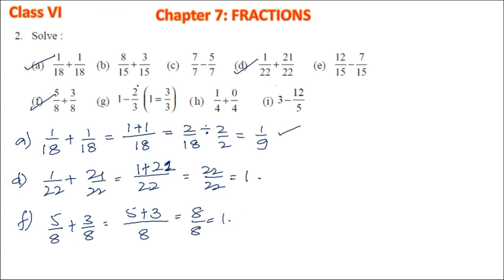Remaining you can do it. I'll be telling just the answers. This will be 11 by 15. This will be 2 by 7, and this will be 1 by 3. G will be 1 by 3. H will be 1 by 4. I will be 3 by 5. You can try the remaining.